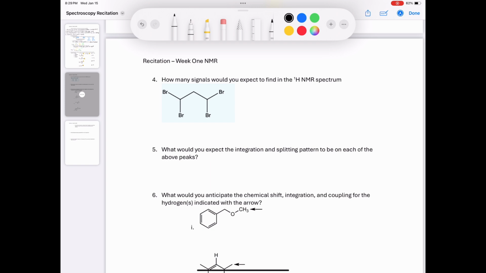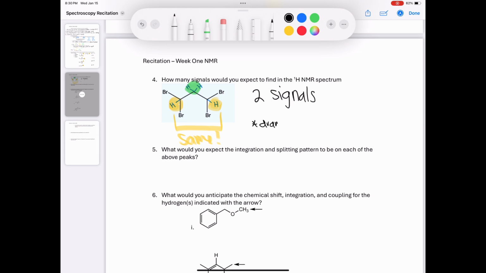Question 4 asks us how many signals we would expect to find in the proton NMR spectrum for the following molecule. So the first thing that I would do is draw in all of my implied protons so I can see where they all are. And then I notice that there is a plane of symmetry right down the middle of this molecule, and because of that, the 2 protons on either end, even though they are bound to 2 separate carbons, are actually going to create one signal because they are in identical proton environments. So this molecule is only going to have 2 signals.